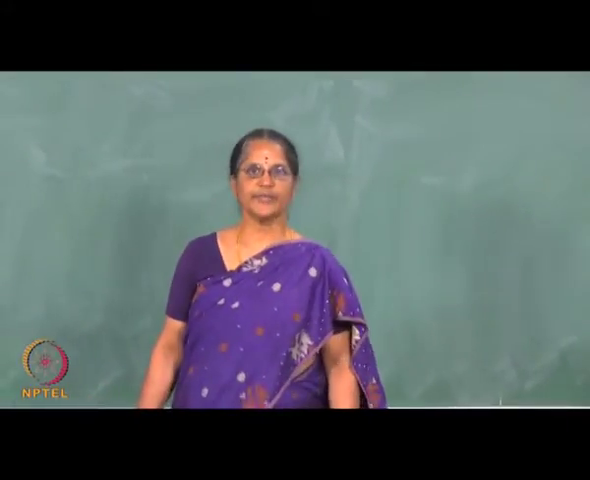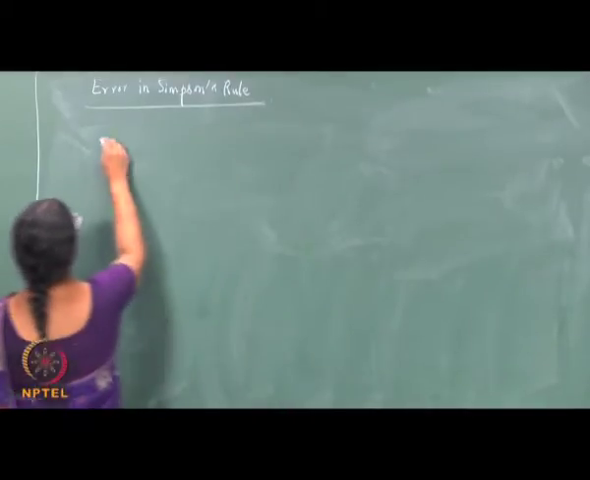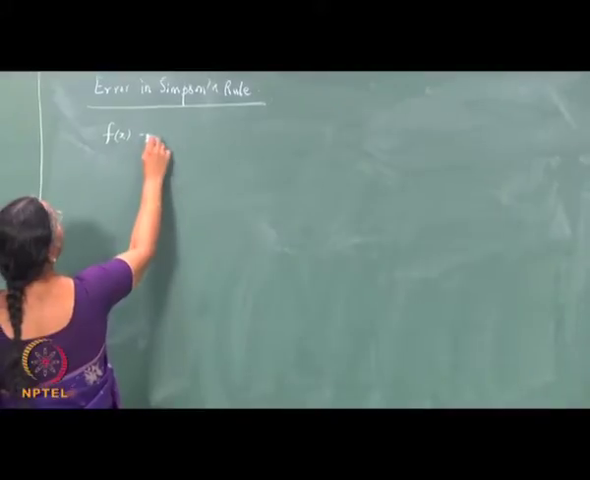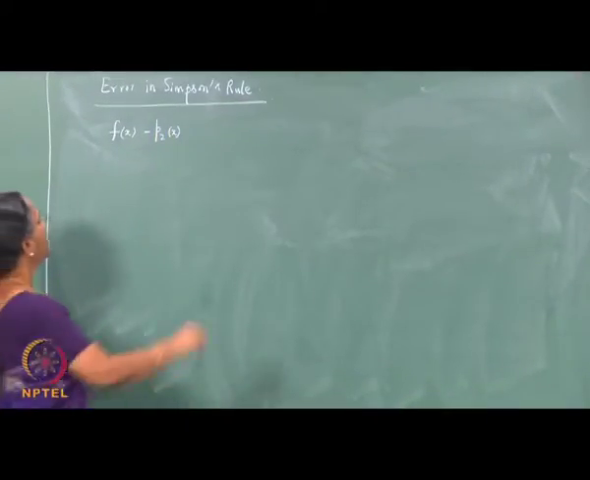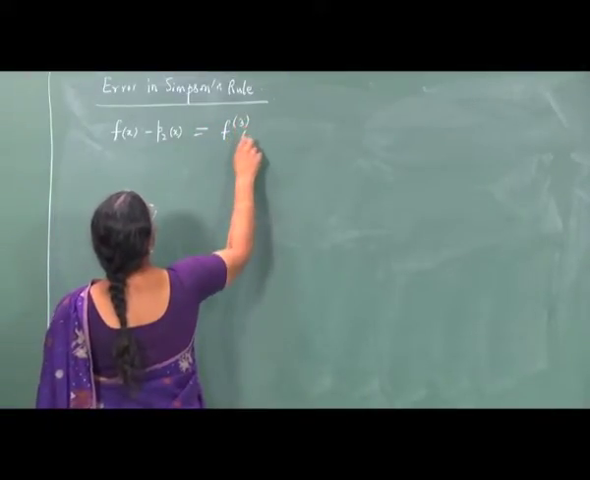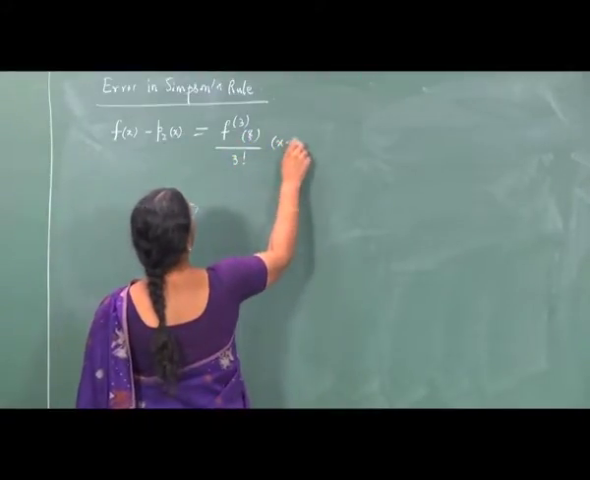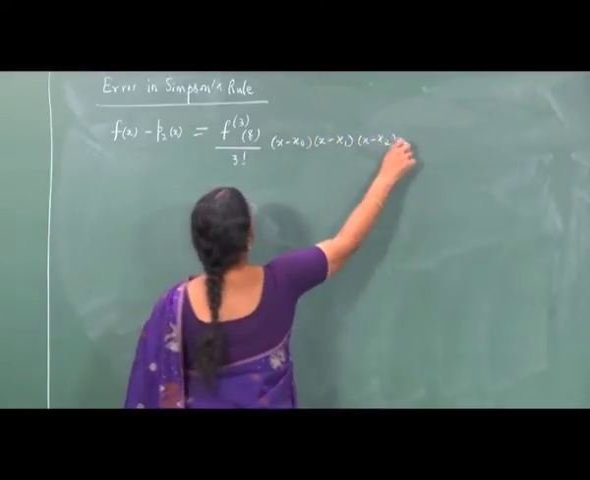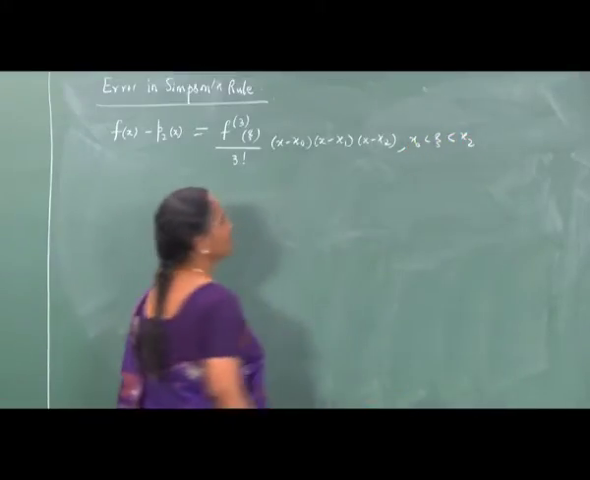We now compute the error in Simpson's rule. So we have the expression for the error in interpolation when we interpolate the function f(x) by a quadratic polynomial. It will be the third derivative by factorial 3 into (x minus x0)(x minus x1)(x minus x2), where psi lies in the interval x0 to x2.